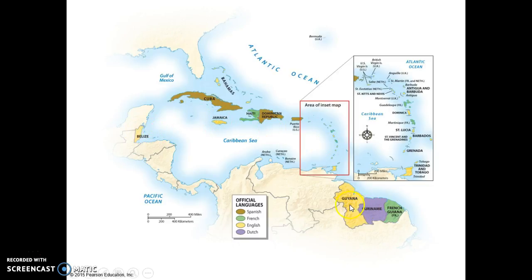Notice here these three, what should I call them, countries and territories. Two of them are countries, one of them is a French territory. Each one speaks a different language. Guyana, English, Suriname, Dutch, French Guiana, French. And you find that variation also in the Lesser Antilles.